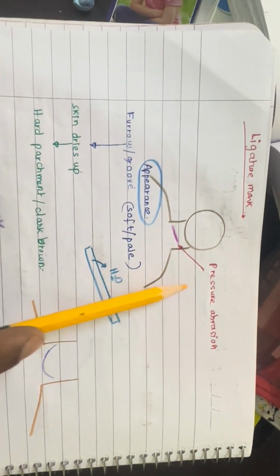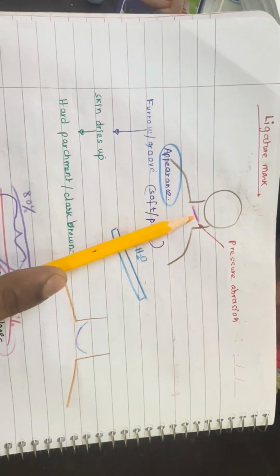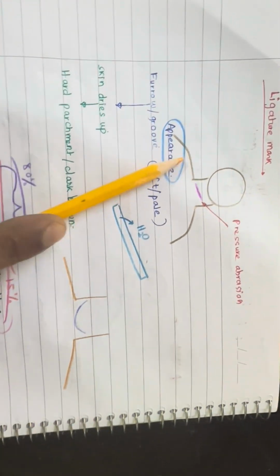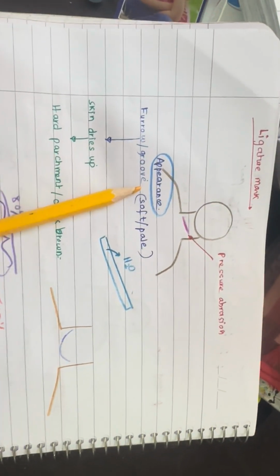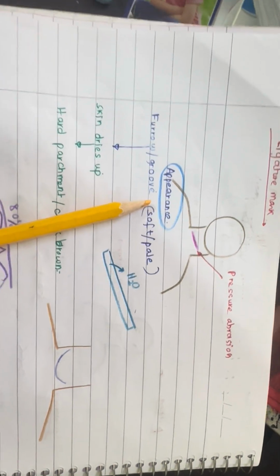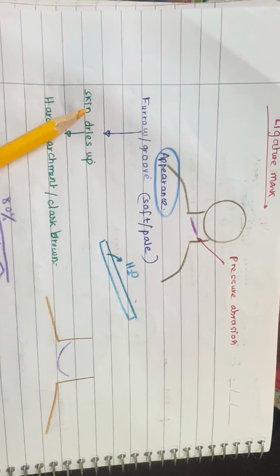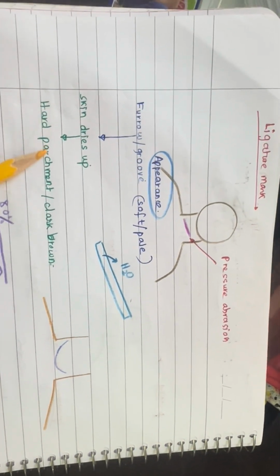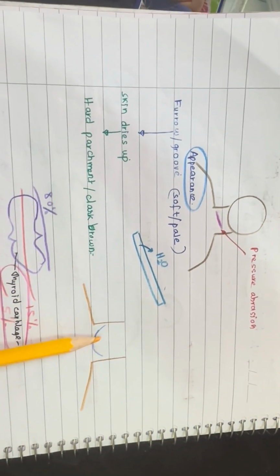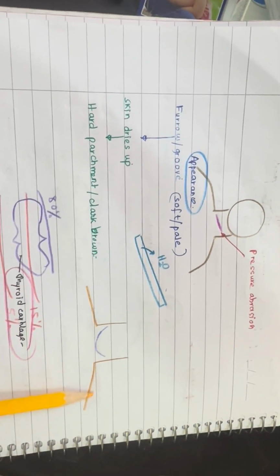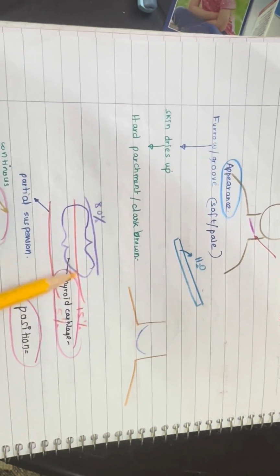Ligature mark is a type of pressure abrasion due to continued pressure by the ligature on the skin, seen both in hanging and strangulation. The appearance is usually a furrow or groove in the tissue, which is soft and pale initially, but as the skin dries up it becomes hard, parchment-like, and dark brown. It runs from the midpoint of the neck upward, outward, and backward from the ear side to reach behind the neck, where it is deficient.